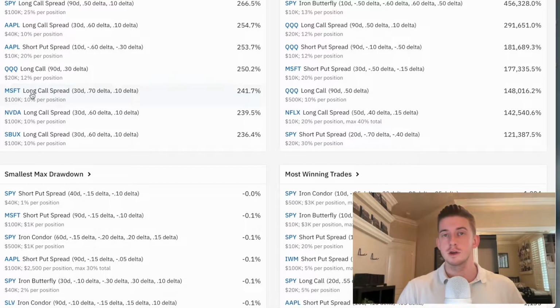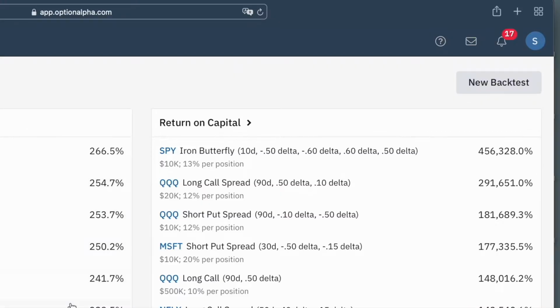Alright guys, so now we'll dive in here, and for the first set of back tests we're going to run, we're going to use SPY, or basically the major ETF that tracks the S&P 500. And so real quick, we'll go to the top right corner here and click on New Backtest.